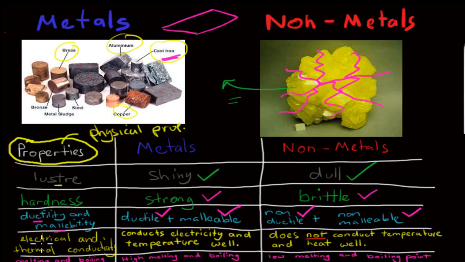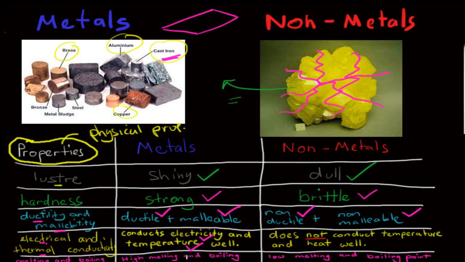Now we'll talk about electrical and thermal conductivity. Electrical conductivity just means how easily it conducts electricity. So wires conduct electricity, which suggests that metals are pretty conductive. And thermal conductivity means how easily they conduct heat. Metals conduct electricity quite well. Again, we use copper wires because copper conducts electricity quite well. And they will also conduct heat quite well.